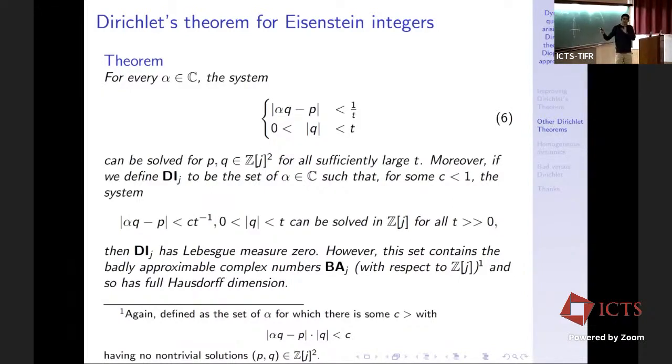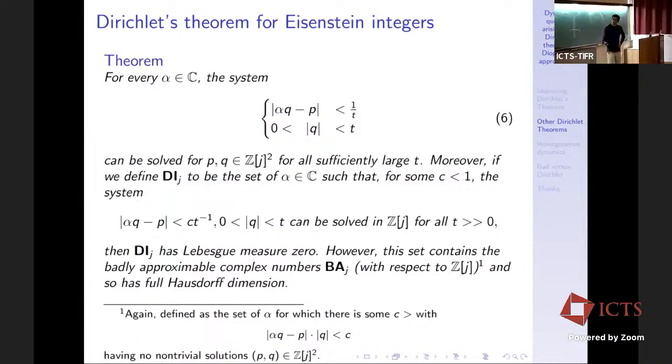Okay, so I'm claiming something here, right? So I'm claiming that D_J has Lebesgue measure 0. However, it's large because, again, it contains the set of badly approximable complex numbers with respect to the Eisenstein integers. So again, we have almost the same definition as in the real case. Bad_J is the set of complex alpha such that there's some constant where you can't have really good approximation. So |alpha q minus p| times |q| less than c has no solutions.